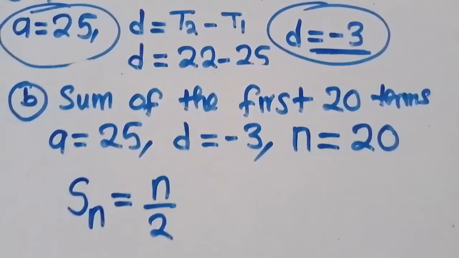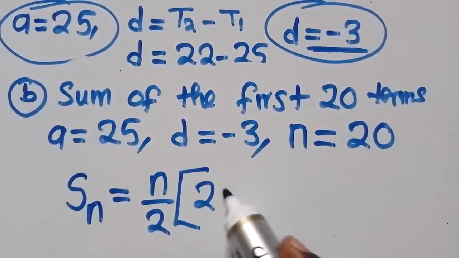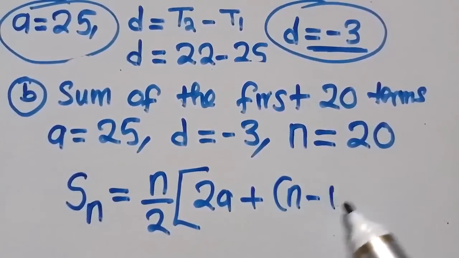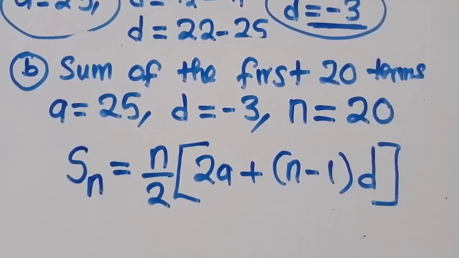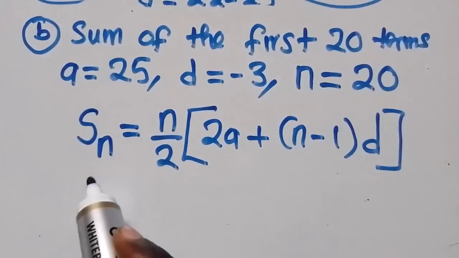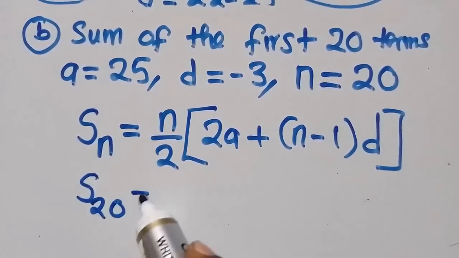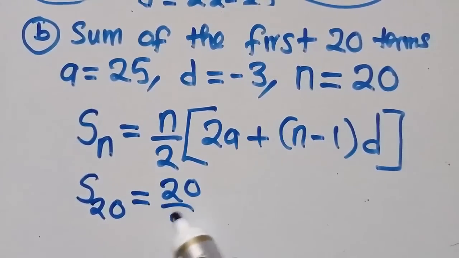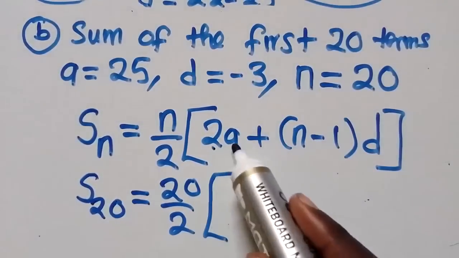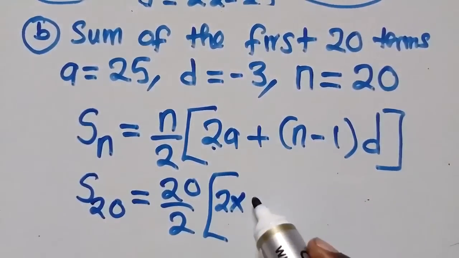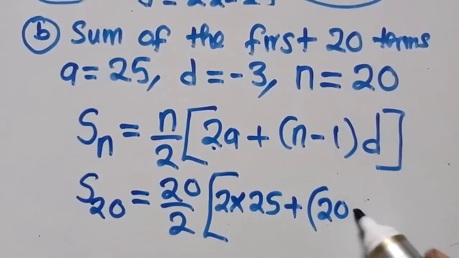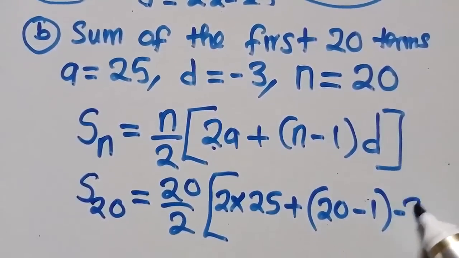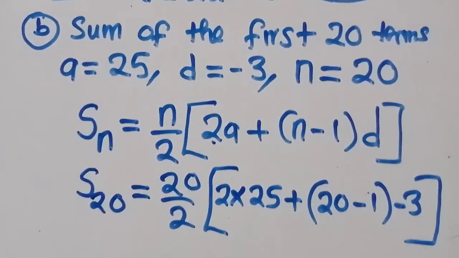These are formulas that you need to know: S_n equals n over 2 times open bracket 2a plus open bracket n minus 1 close bracket times d close bracket. This is the formula that we use. So just substitute. n is 20, so this is 20 over 2, times 2 times your first term, which is 25, plus n minus 1, so 20 minus 1, times d, which is negative 3.